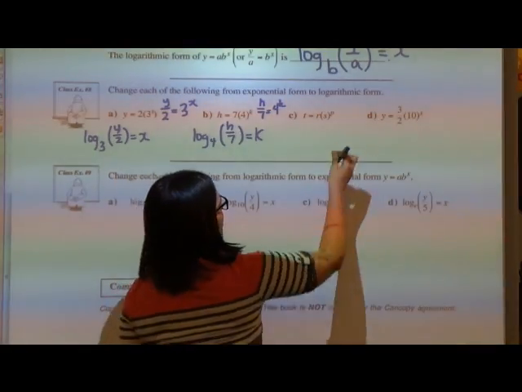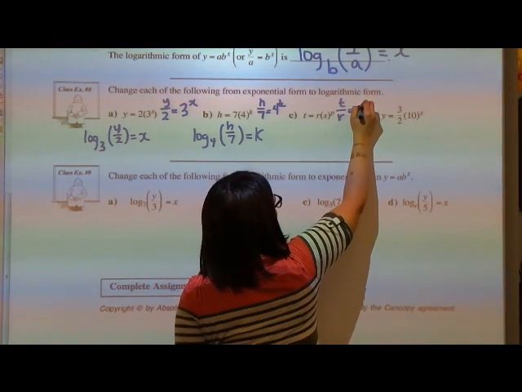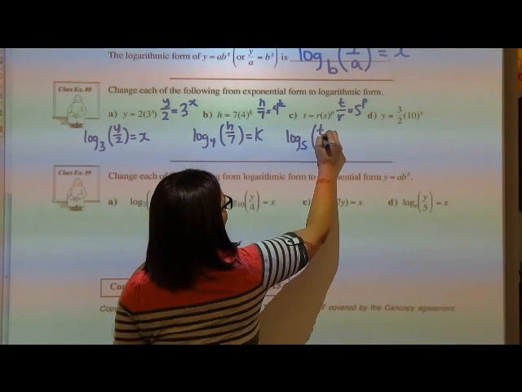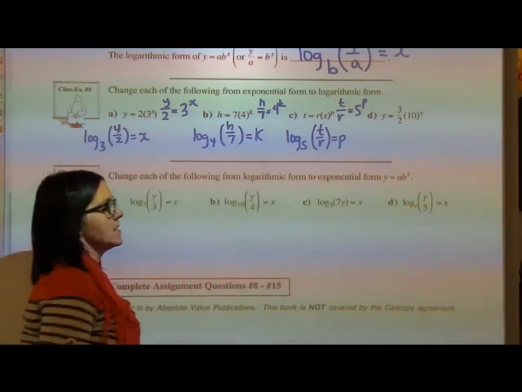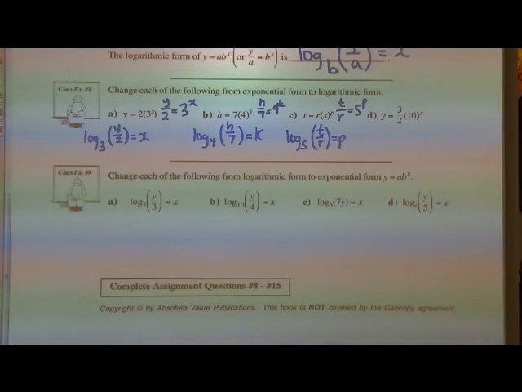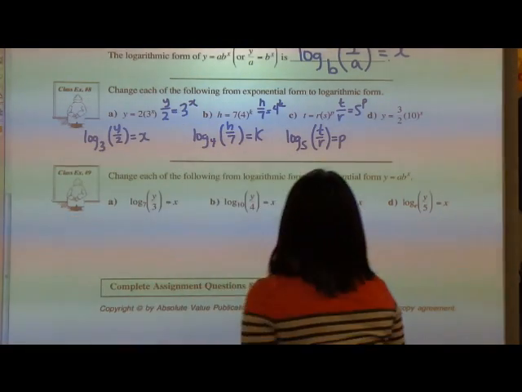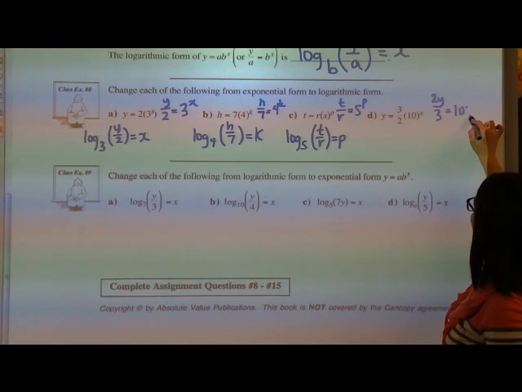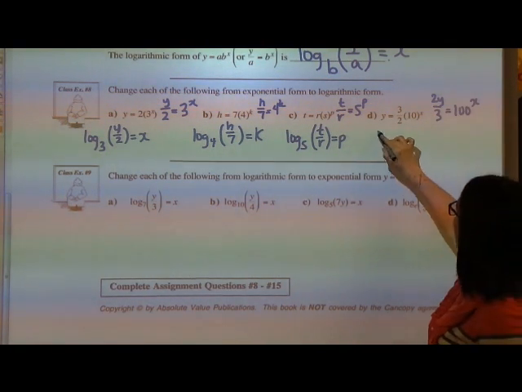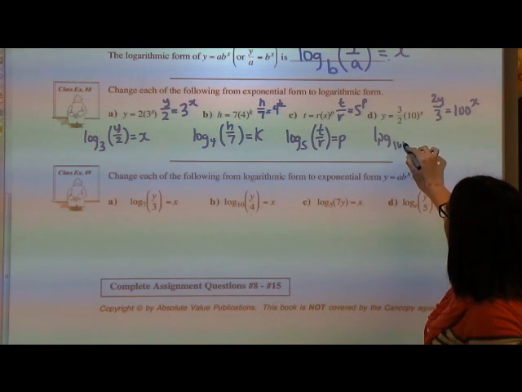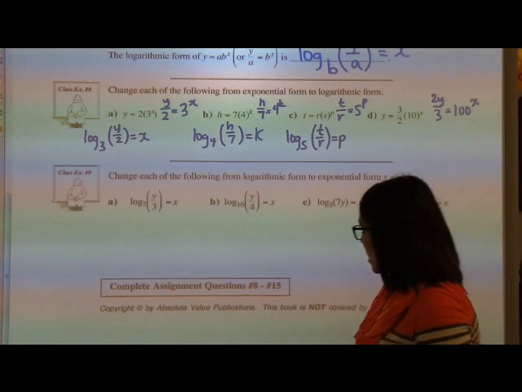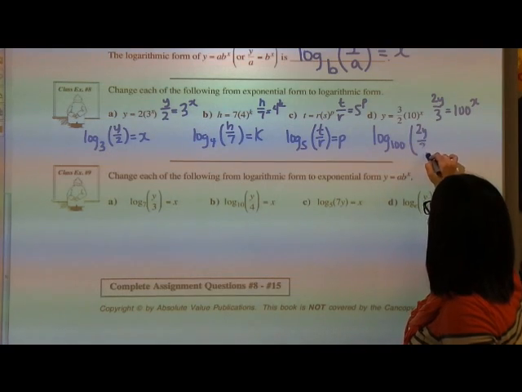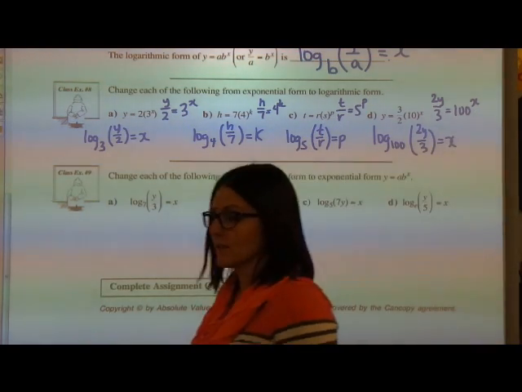For c, take the r to the other side. T over r equals s to the power of p. So I now have log base s of t over r is equal to p. And then when we get to d, when we bring the 3/2 to the other side, it becomes 2/3. So I get 2y over 3 equals 100 to the power of x. So I end up with log base 100, oops, not 1,000, log base 100 of 2y over 3 is now equal to x.